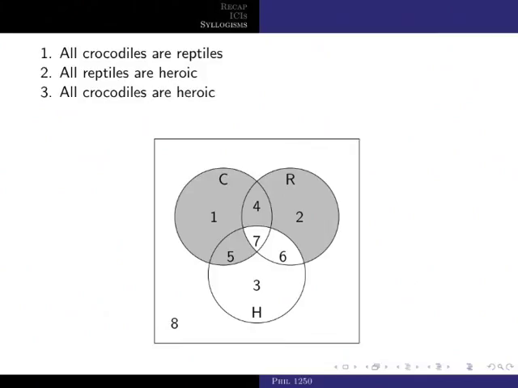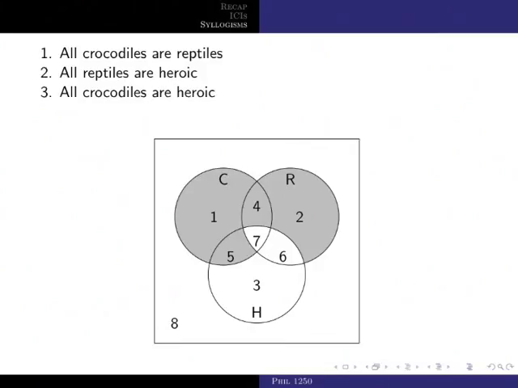So it would be possible for the premises to be true and the conclusion to be false. Okay, in all crocodiles are heroic, S would be crocodiles, and then P would be heroic. So we're dealing with the C and H circles. And to make 3 true, then, we have to shade all of the areas of the crocodile circle that do not overlap with the heroic circle.